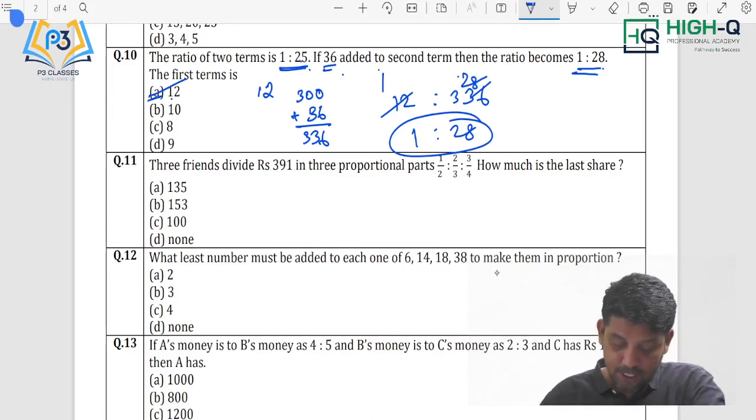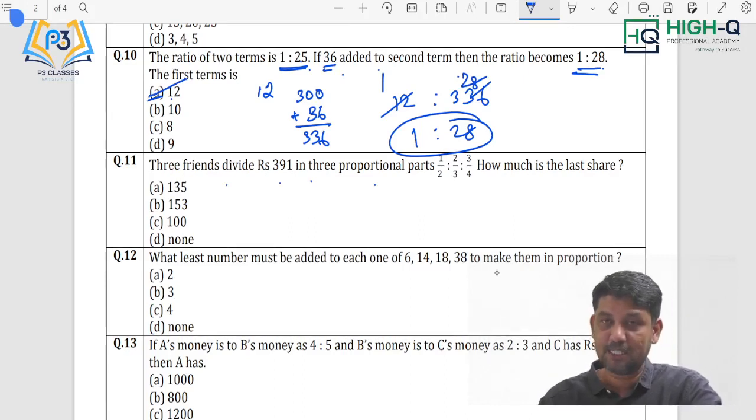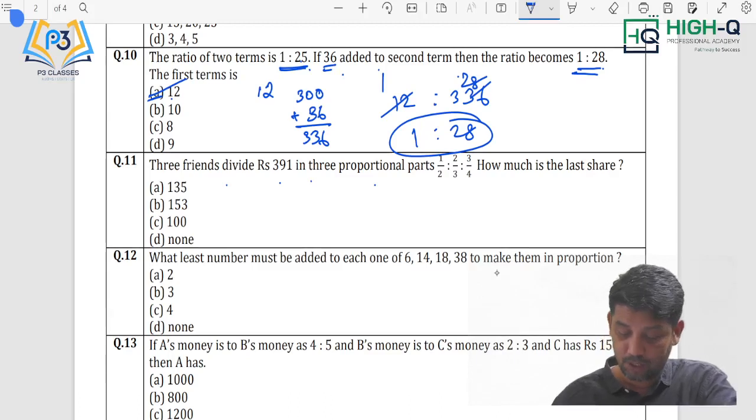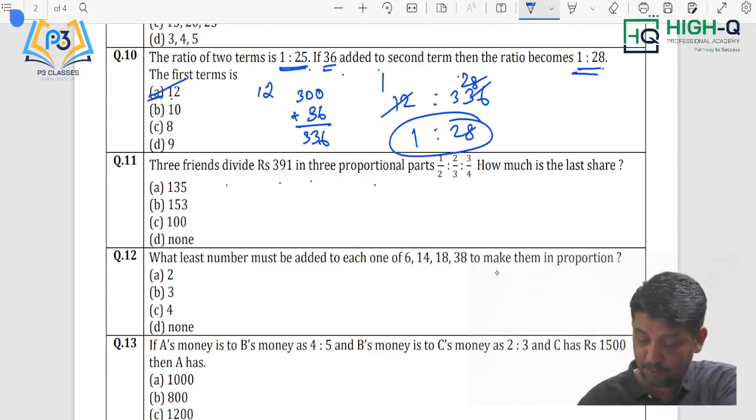11th sum. 3 friends divide 391 in the proportion 1 by 2 is to 2 by 3 is to 3 by 4. How much is the last share? Okay. Now listen here, my dear. It's a very simple sum, but I was going to tell you to apply the trial and error method. Sorry, the actual method will be fine.